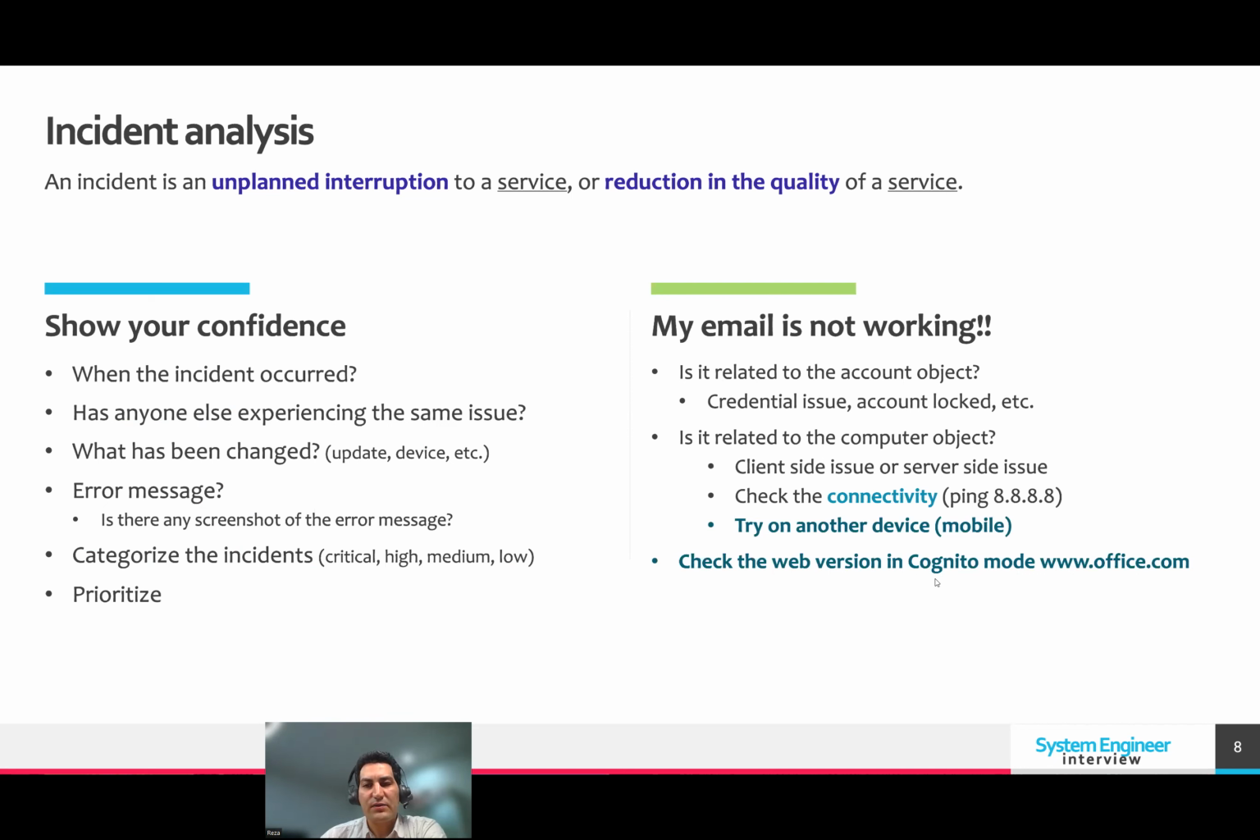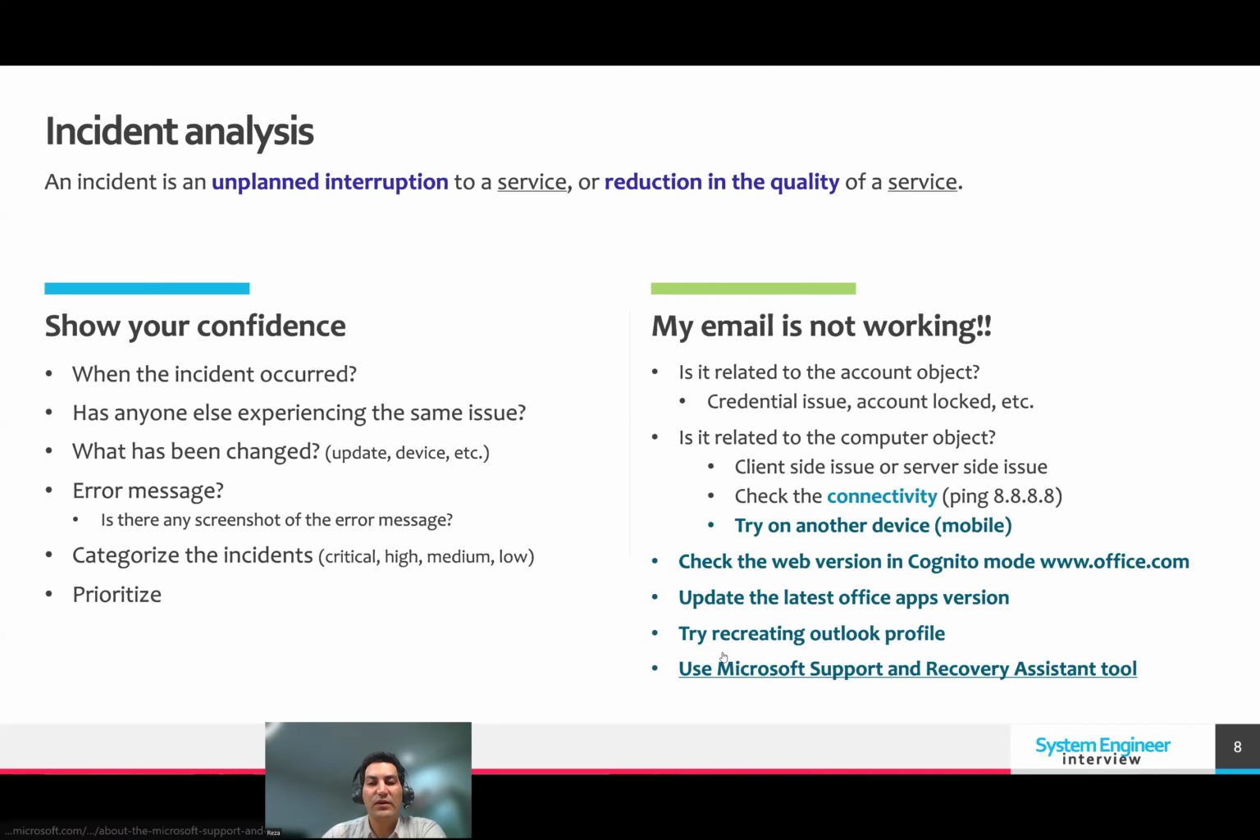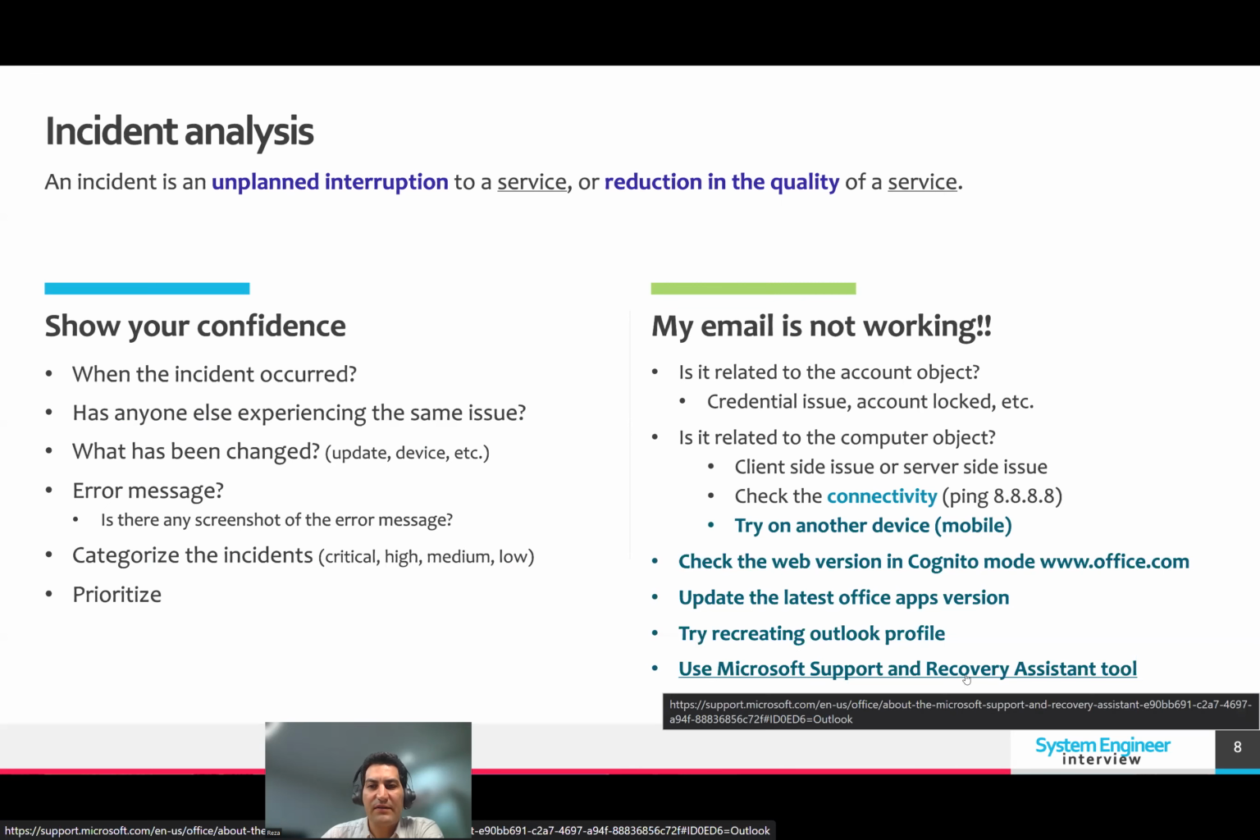Yep, as I said, you can ask the user to check a browser, a web version of an email, in incognito mode to get rid of the cached credentials issue. Update the Office applications to the latest version. And if all of these are not working, then try recreating the Outlook profile. And if this doesn't work, then there is a brilliant tool, which I've used a lot when I was working as a system administrator. Microsoft Support and Recovery Assistant tool.